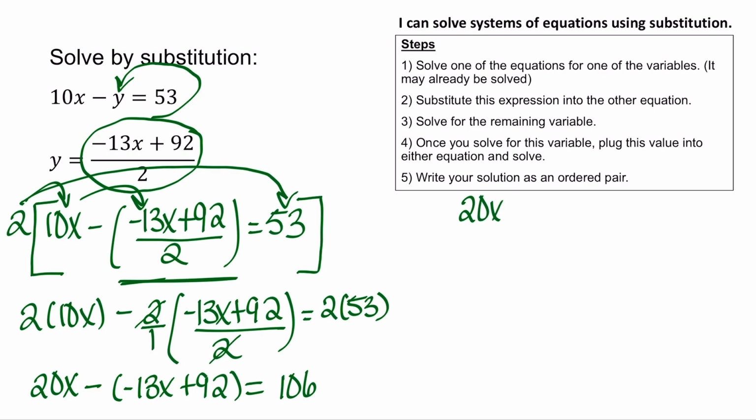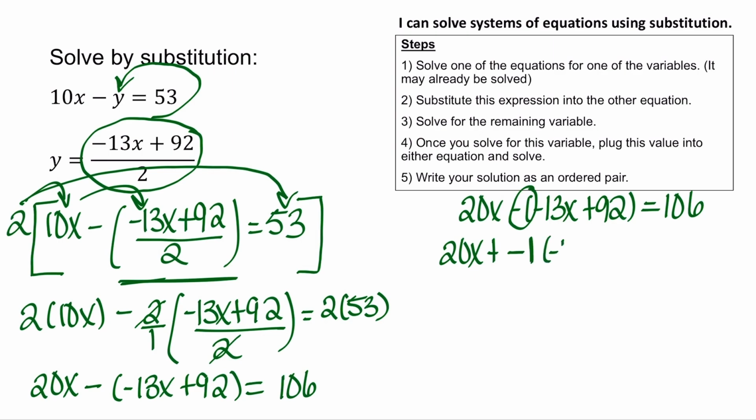I have 20x minus negative 13x plus 92 equals 106. Well, once again, I have a minus that I need to distribute. So I'm going to go ahead and turn that into a 20x plus negative. Remember, that means that there is a negative 1 right there. If there is no number, that is a negative 1. And then plus 92 equals 106. So I'm going to go ahead now and distribute that negative 1.